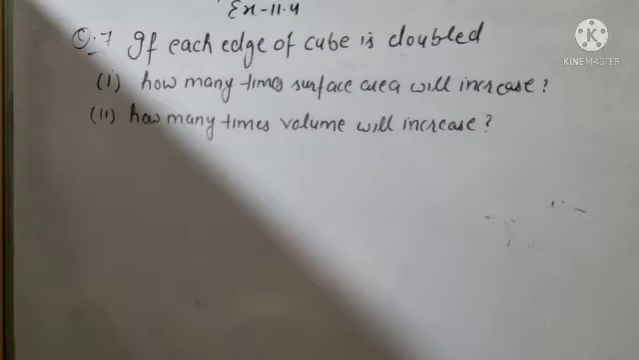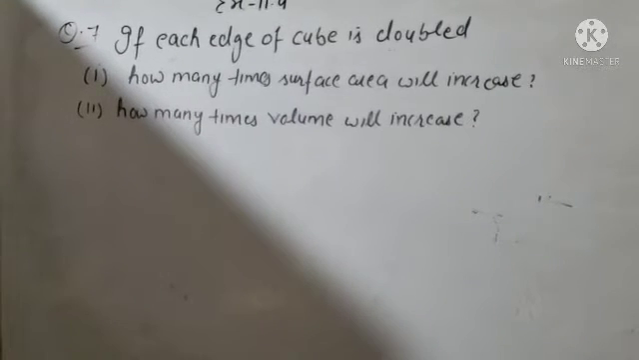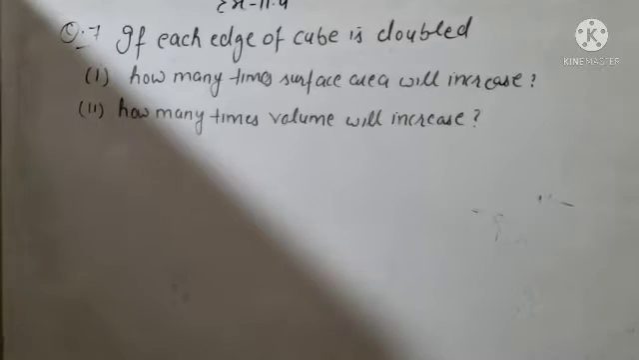Now we will start our next question, question number 7. So what is given in question number 7? If each edge of a cube is doubled, how many times will the surface area increase and how many times will the volume increase?